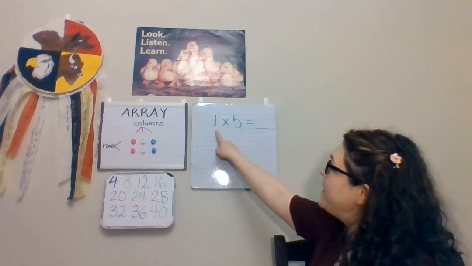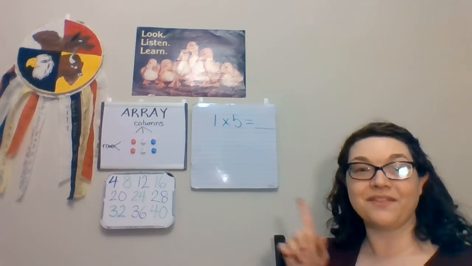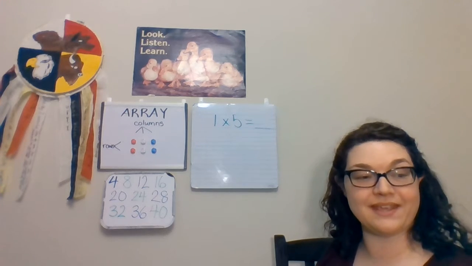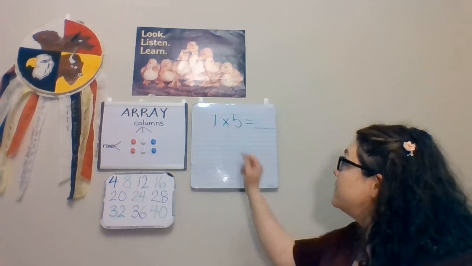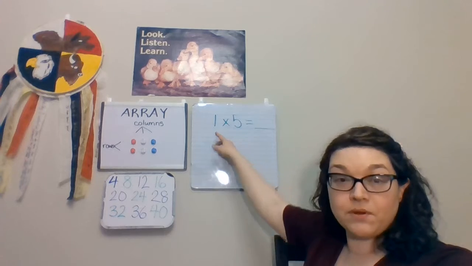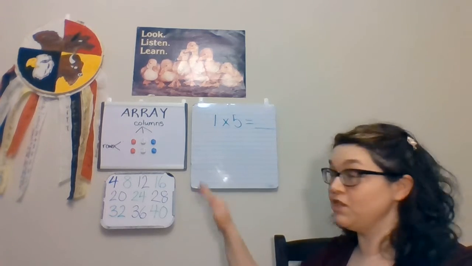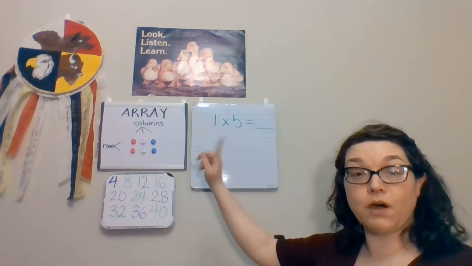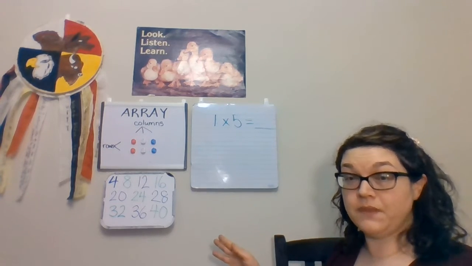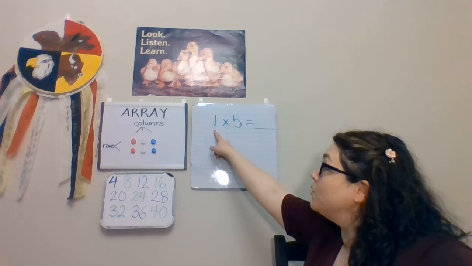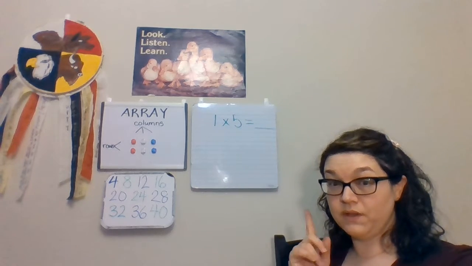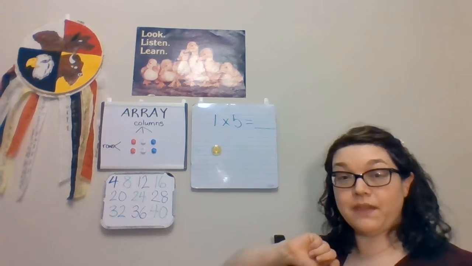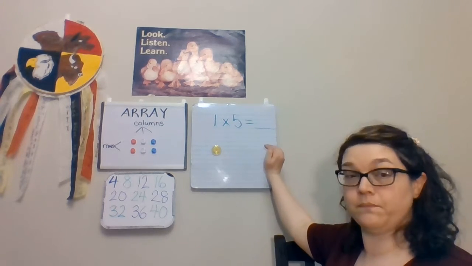This time we've got 1 times 5. Now there's a trick to doing 1 times something, and you're going to see for yourself what that is once we answer the question. So let's remember, the first number is going to equal rows, which is the side-to-side lines. The second number is going to represent the columns, which is up and down lines. So let's take a careful look. We are only going to have one row in this question. So I'm going to put one counter there to show that we have one row.